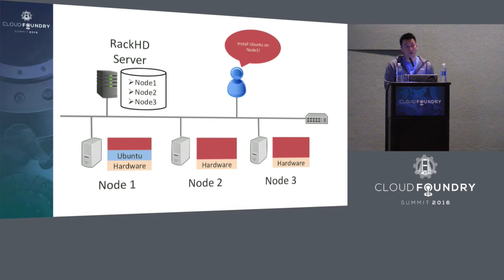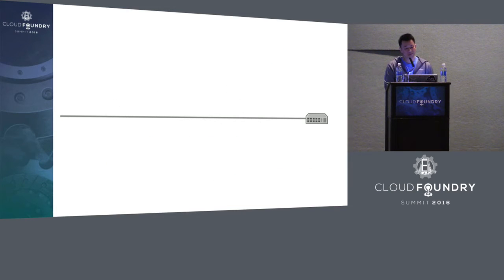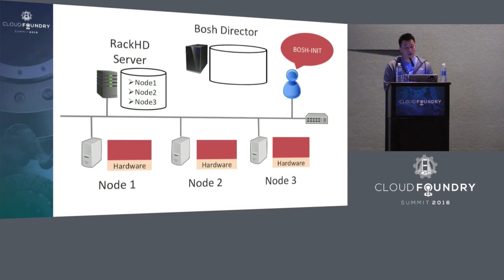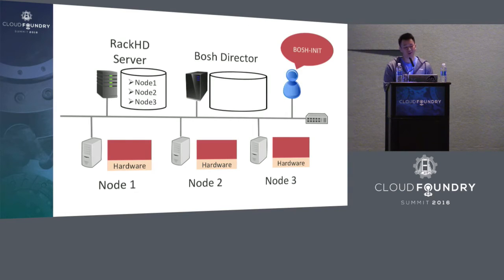So how does Bosh come in in this case? Let's say we have the same environment with the RackHD server and physical nodes. As the node sends a PXE signal, the RackHD server will pick that up and store it into its database. And now the user can come in and say Bosh release, right? And that would create a Bosh director somewhere. You can totally install the Bosh director inside one of the nodes, but let's just say the Bosh director is installed somewhere else, but attached to the same network, right?